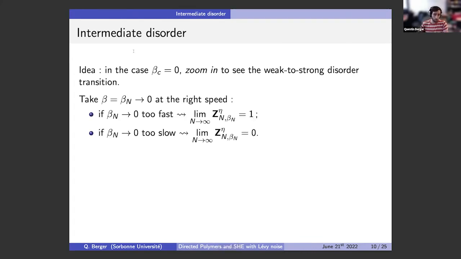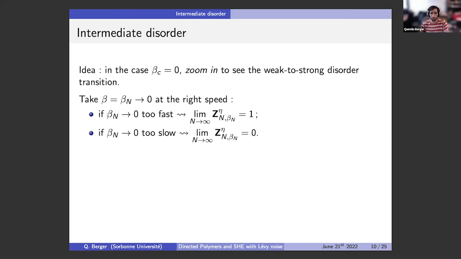Okay, so what you do is you take beta as a function of the length n of the polymer, and you take that inverse temperature to go to 0 at the correct speed. You can think about that as having a very, very long polymer, so n is fixed, very, very large. And you want to find the correct scaling for beta where you see a transition between the weak disorder and strong disorder phase. So you want to see when the disorder starts having an effect on the model.